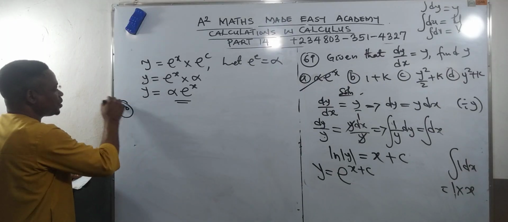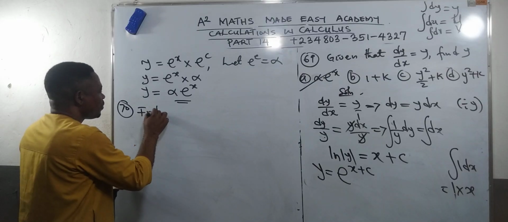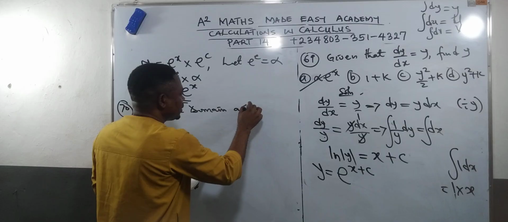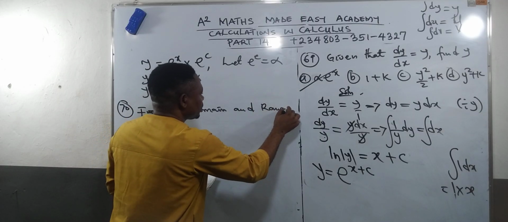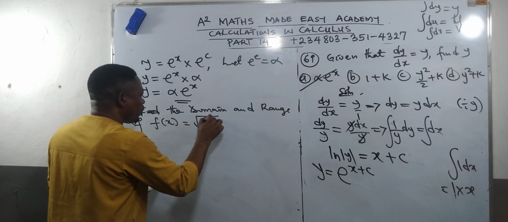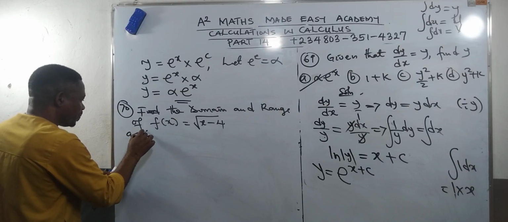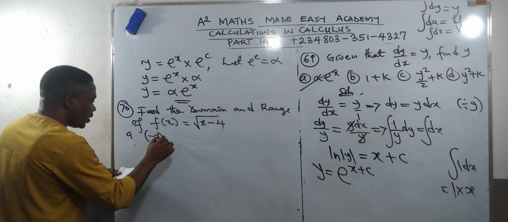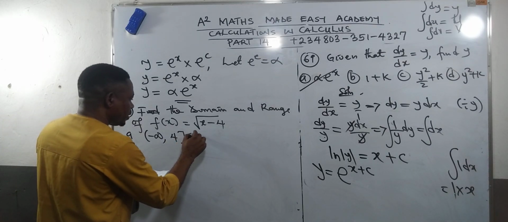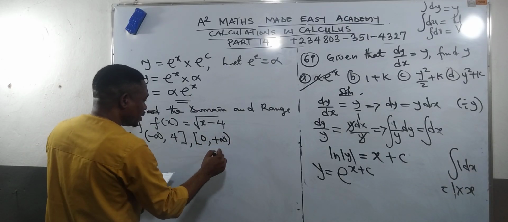Can we move to the last question, which is question number 70? And what is 70? Find the domain and range of f of x equal to square root of x minus 4. Look at the options. A says bracket minus infinity comma 4, then block. Block means that 4 is a member. Then comma, then block 0 comma, then plus infinity bracket. This is option A.